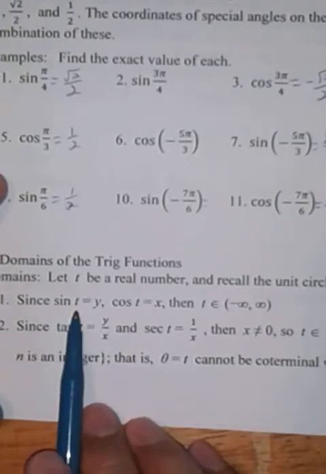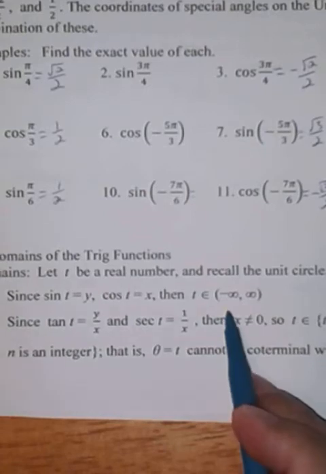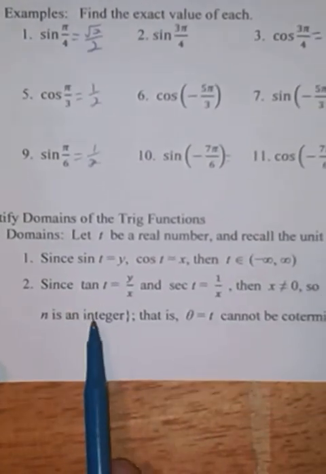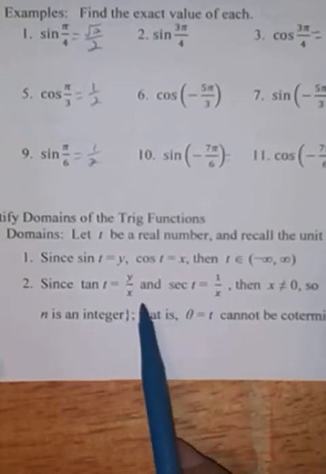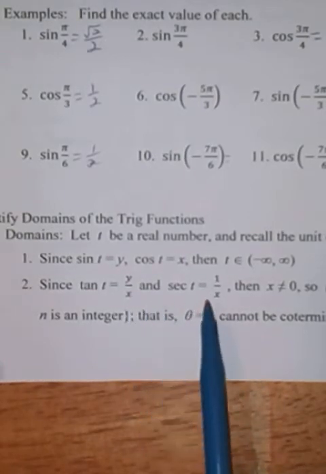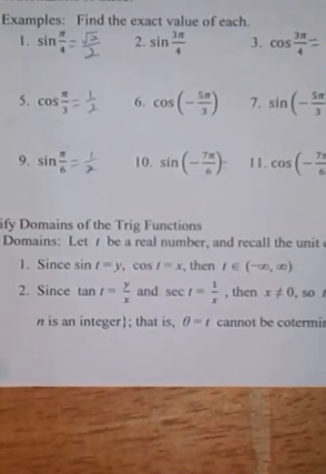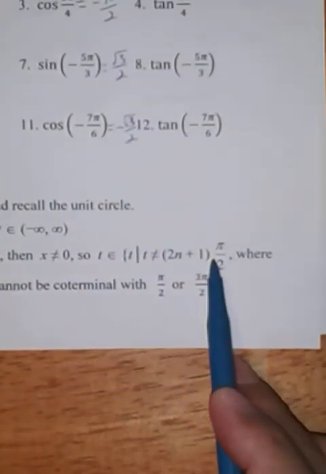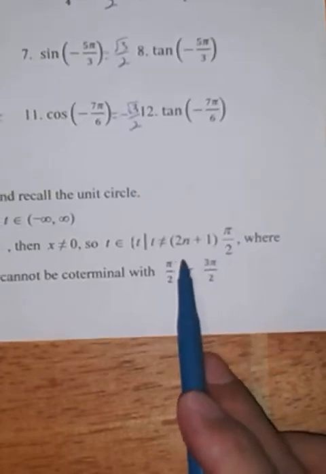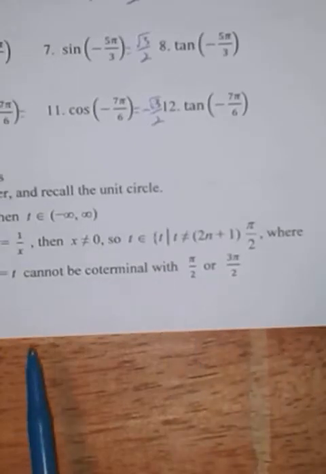So we're going to take sine of t or cosine of t, and when we do that, what values of t can we have? Well, any values from negative infinity to infinity. For tangent t and secant t, because they're over x, then x cannot be 0, and that happens at pi over 2 and 3 pi over 2 and any other coterminal. Those are really just odd multiples of pi over 2, so t can be anything except odd multiples of pi over 2, which we can write as (2n plus 1) times pi over 2, where n is some integer.